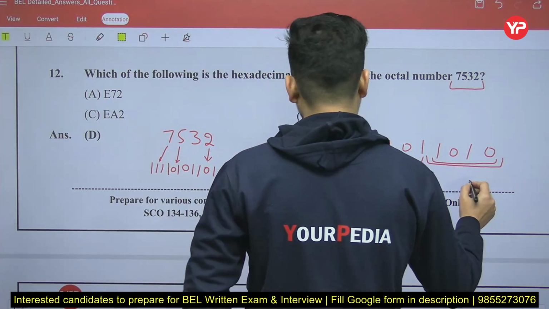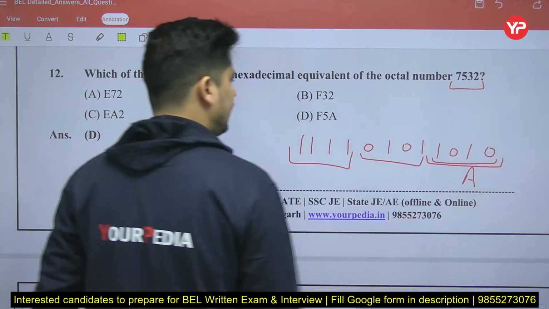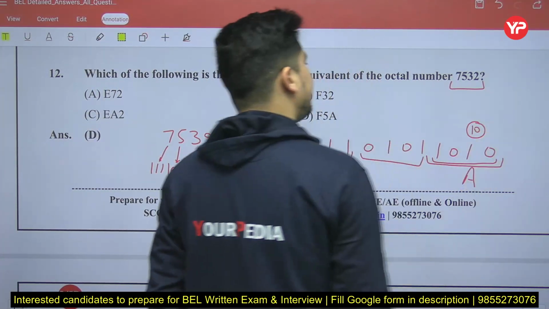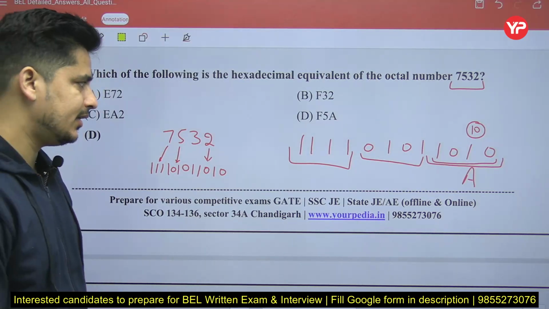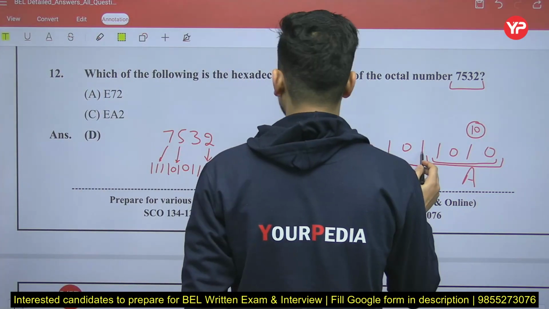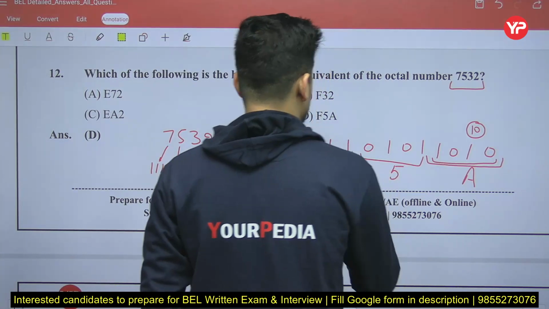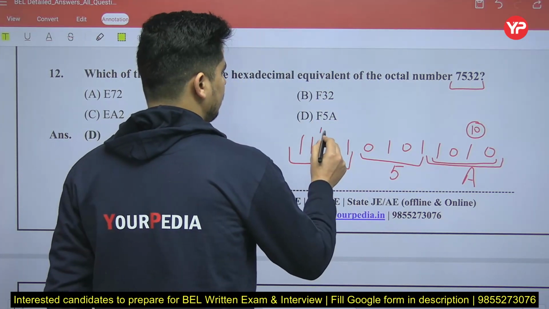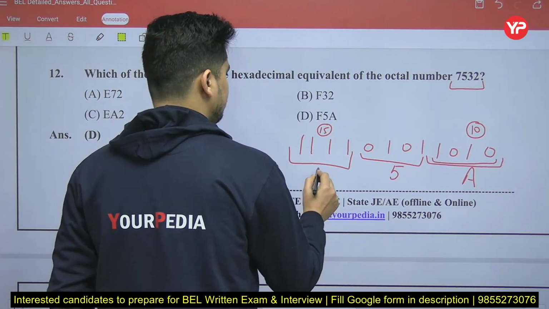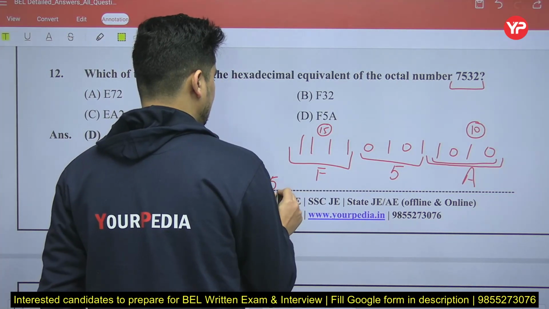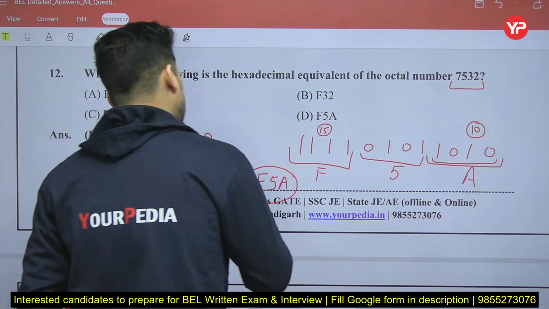That will be A, because 10 can be written in hexadecimal as A. Next one is 0101, which represents the 5. And this is 1111. 1111 means 15, and 15 means F. So what will be the answer? F5A.